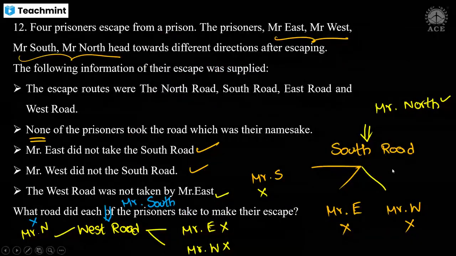Okay, first south road I am seeing. As per the question, Mr. East can't go that road. Mr. West cannot go to that road. And by default, south also cannot go to that road. Now, Mr. North only available. That's the only one person. He can go the south road as per the conditions.